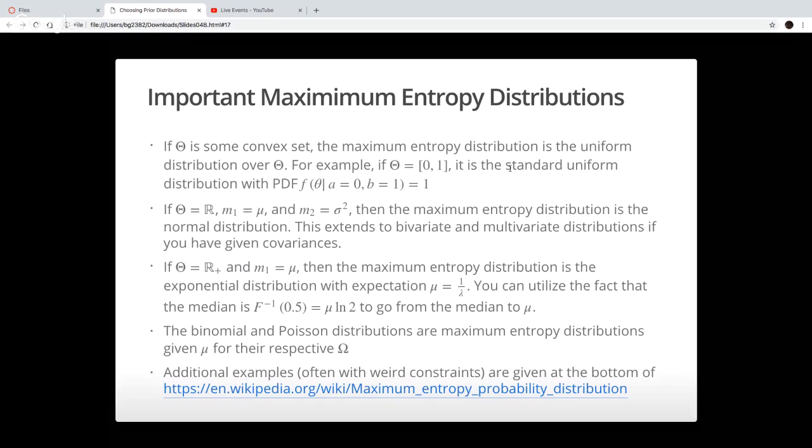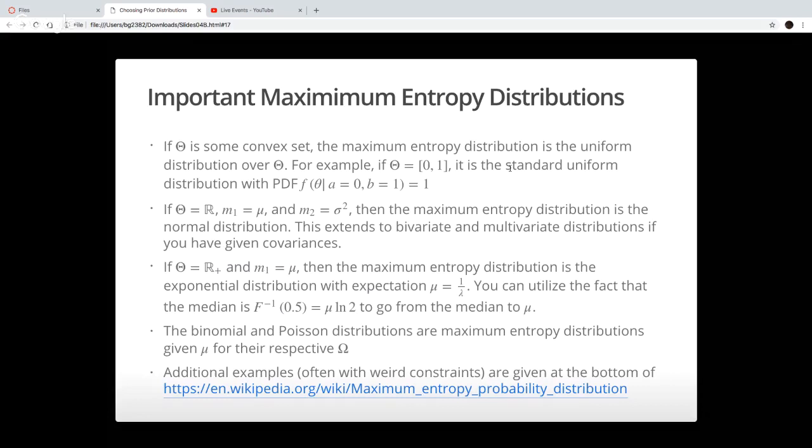What if your parameter space is just the positive real numbers? The maximum entropy distribution in that case is exponential for a given expectation. So if the expectation is like 2.4, then the closest you can get to uniform when the parameter space is all positive real numbers is an exponential distribution with an expectation of 2.4, or a rate of the reciprocal of 2.4. Same thing.